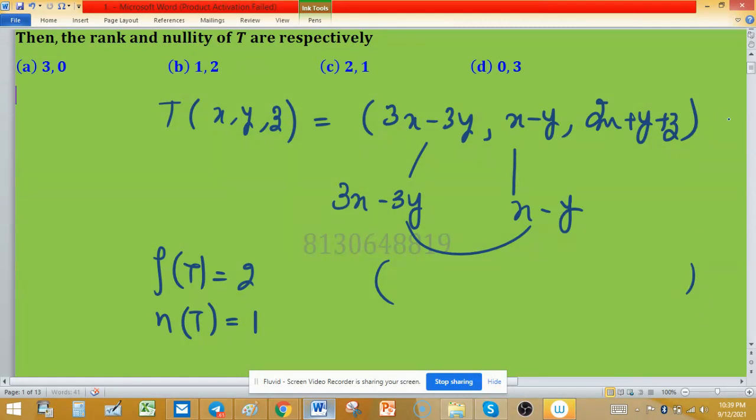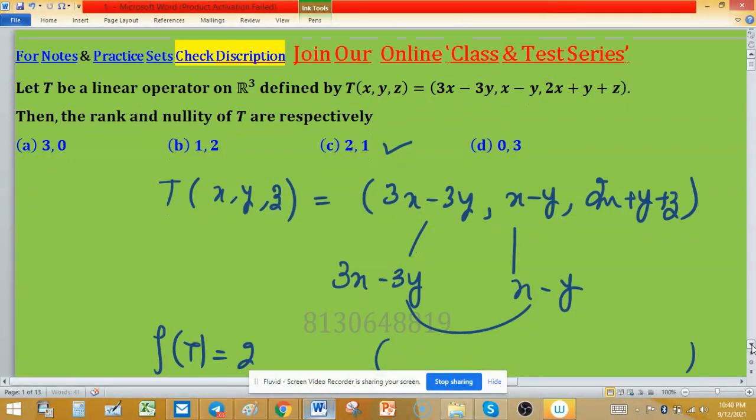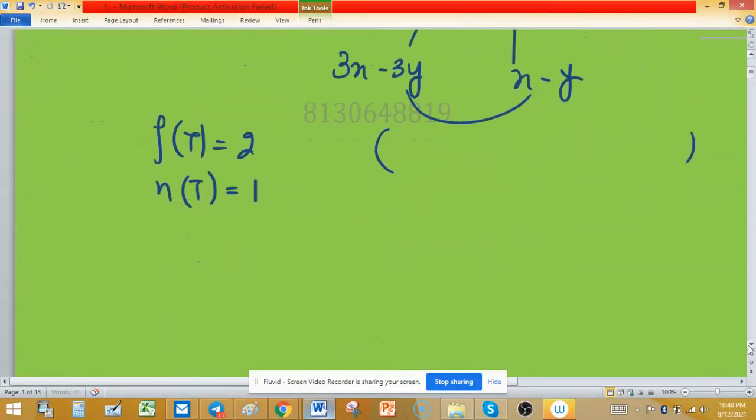This is a very convenient method to find the rank of this linear transformation, and it is also an easy way to discard options. So you can say option C is true. But sometimes it is not convenient to find the rank and nullity using this method. So what can we do in a different case? The second method is to find a matrix representation of the linear transformation, and then apply elementary row operations and try to find the rank of the matrix.